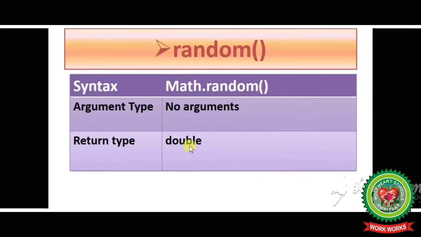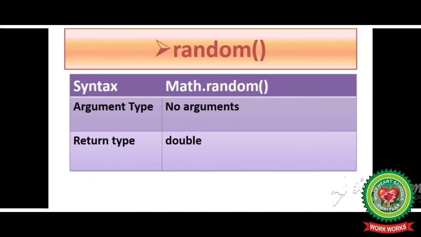It means you will not enter any argument in the round bracket, but whenever you execute the program, every time a new random number will be generated by the compiler. Every time you will get a new value as an answer that is greater than or equal to 0.0 and less than 1.0.